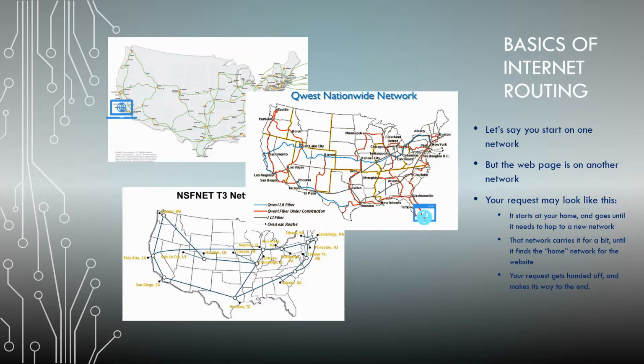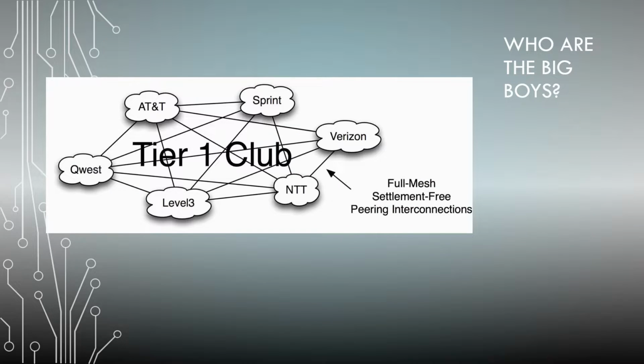The packet will go across the Qwest nationwide network until it hits a place where it can no longer figure out how to get to your home. It will hand it off to other internet backbones, and eventually the request, the cat picture, will make it back to your house. So who are these big boys? The companies that own the big cross-country backbones, typically with fiber optic networks, are companies like Qwest, AT&T, Sprint, and others.